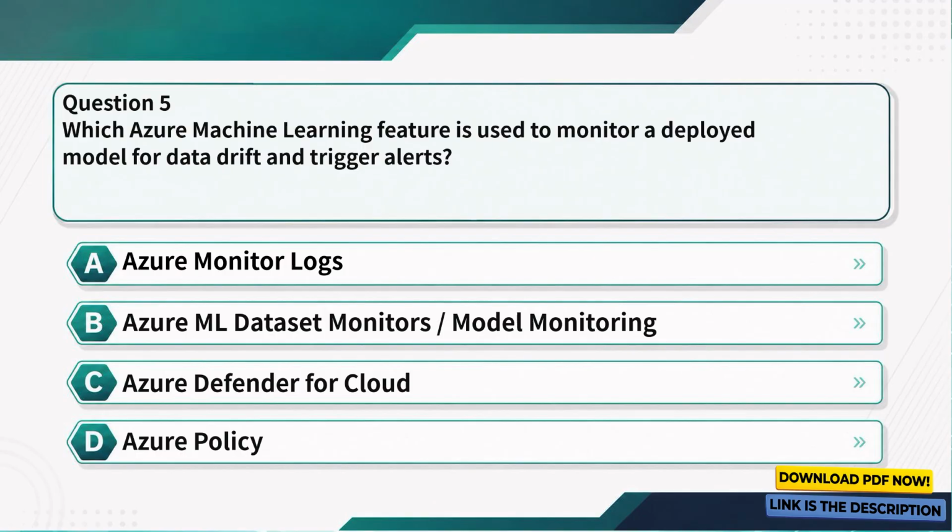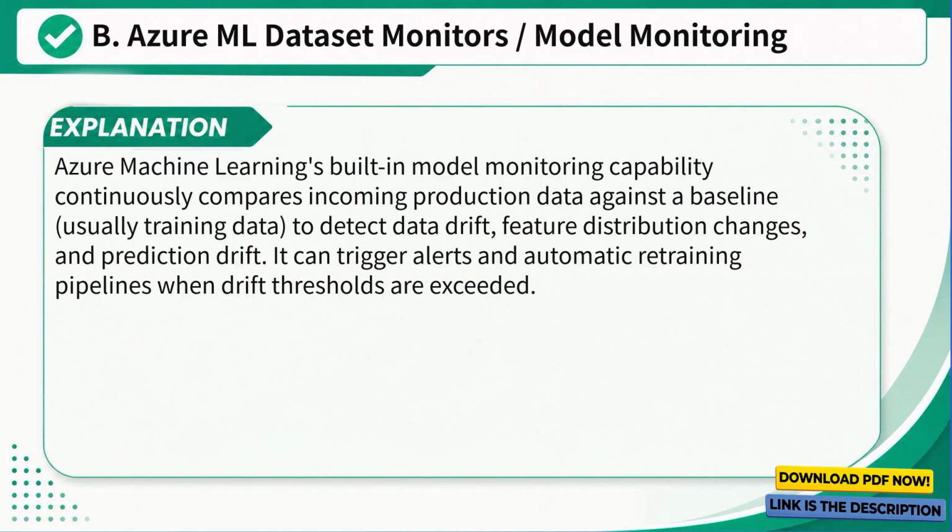Question 5: Which Azure Machine Learning feature is used to monitor a deployed model for data drift and trigger alerts? A. Azure Monitor Logs. B. Azure ML Dataset Monitors, Model Monitoring. C. Azure Defender for Cloud. D. Azure Policy. Correct answer: B. Azure ML Dataset Monitors, Model Monitoring.